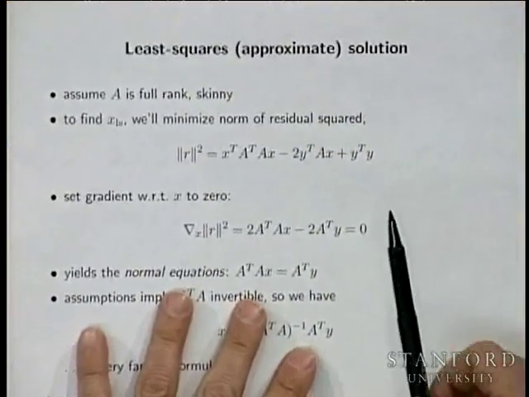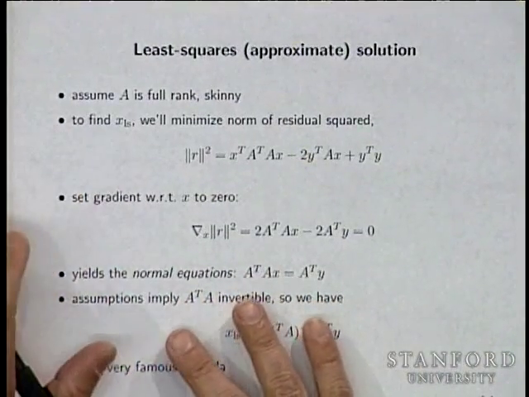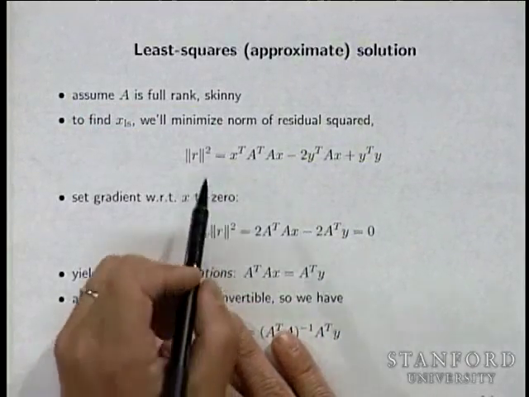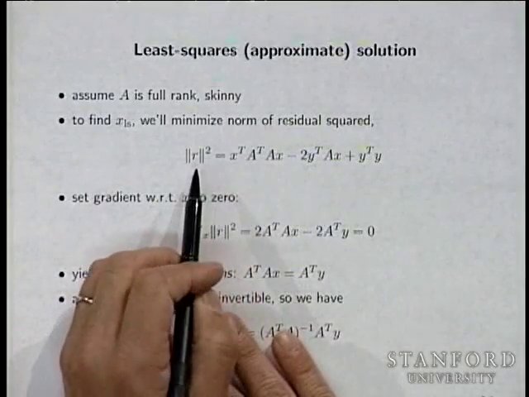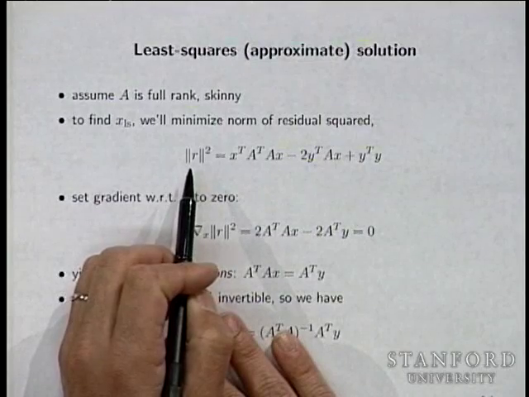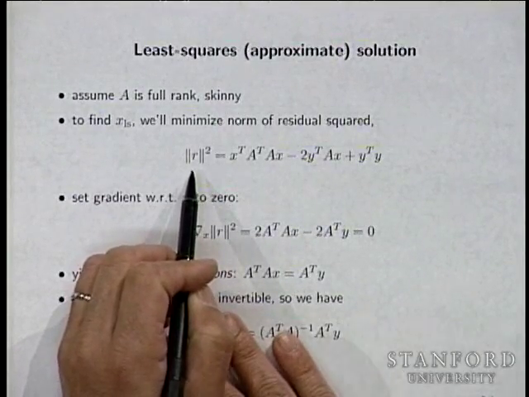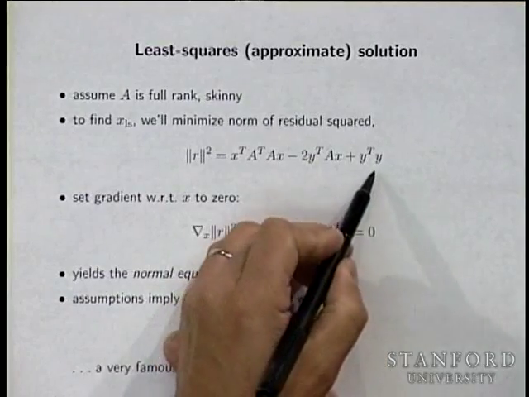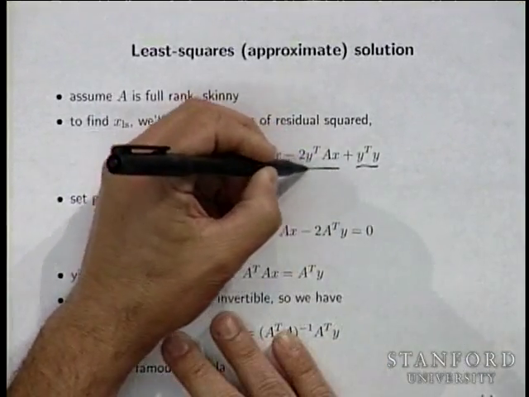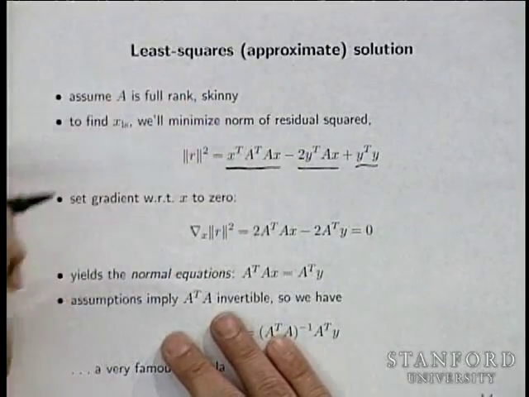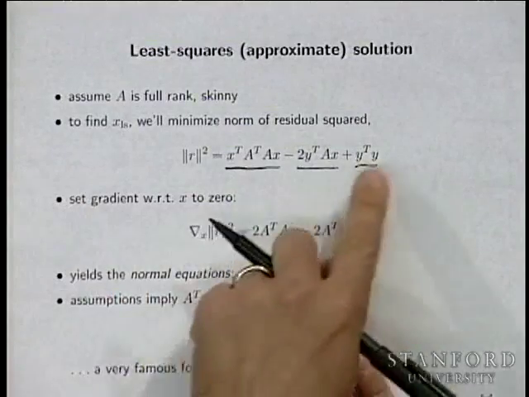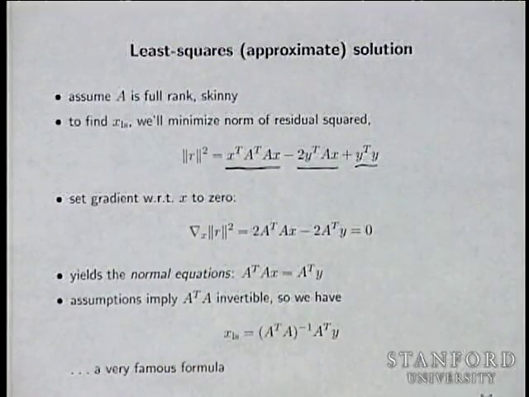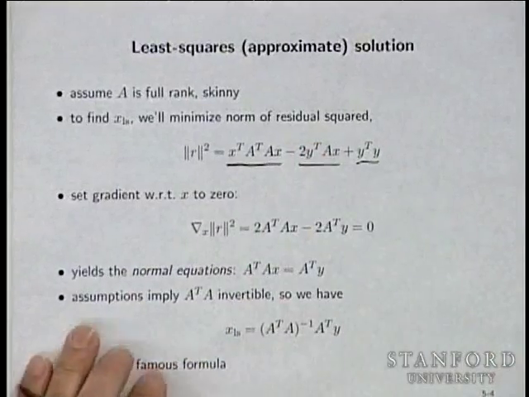Let's work out what it is. It's not too complicated to actually just work out a formula for it. So A is full rank and skinny. That's our assumption here. And what we need to do is minimize the norm of the residual. Well, that's the same as minimizing the square of the norm of the residual. The square of the norm of the residual is r transpose r, and you simply plug in what that is, and you get the following function here. Now, that's a constant. That's the norm of y squared. That's a linear function of x, and that's a quadratic function of x, a pure quadratic function of x. The whole thing altogether is just a quadratic function of x. This is actually called a quadratic form, the pure one.